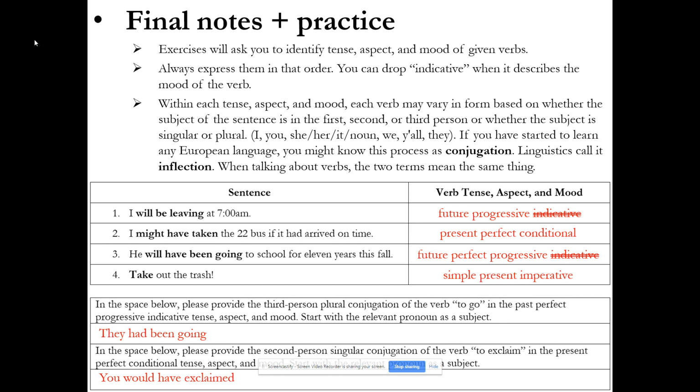You would have exclaimed. The would indicates the conditional. The have is perfect, or present perfect. It would say had if it was past perfect, right? And then exclaimed is the past participle of to exclaim.